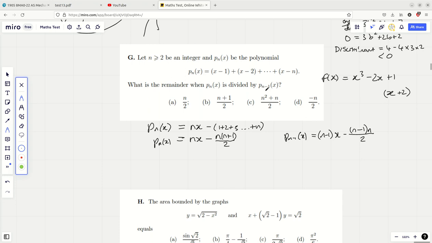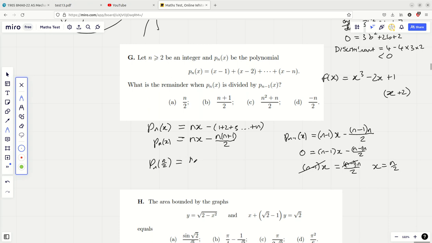What I'm going to do, as I'm dividing it by Pn minus 1 of x, is find where this equals 0. I'm going to rearrange this to find what x equals then. You can almost just see it straight away. The n minus 1 is going to cancel on both sides, because you're going to have n minus 1 x equals n minus 1 n over 2, and so x is n over 2. They cancel. And now we're going to plug that into Pn of x. So Pn of n over 2, and this should just kick out the remainder.